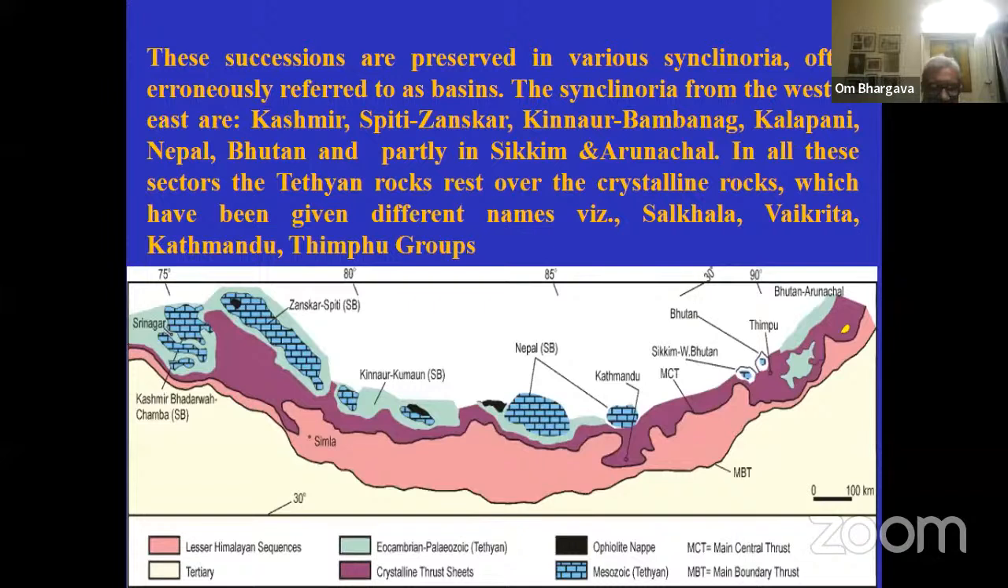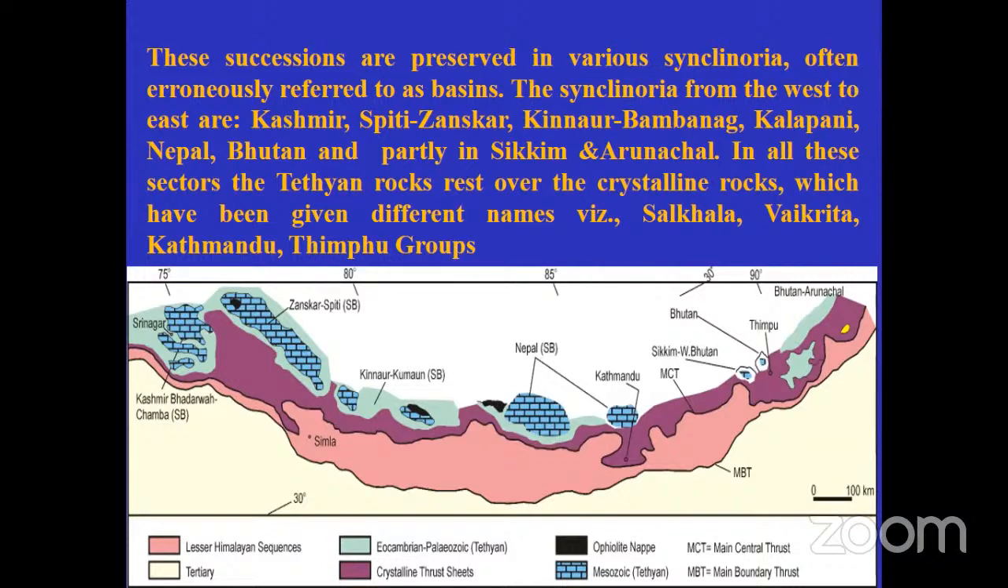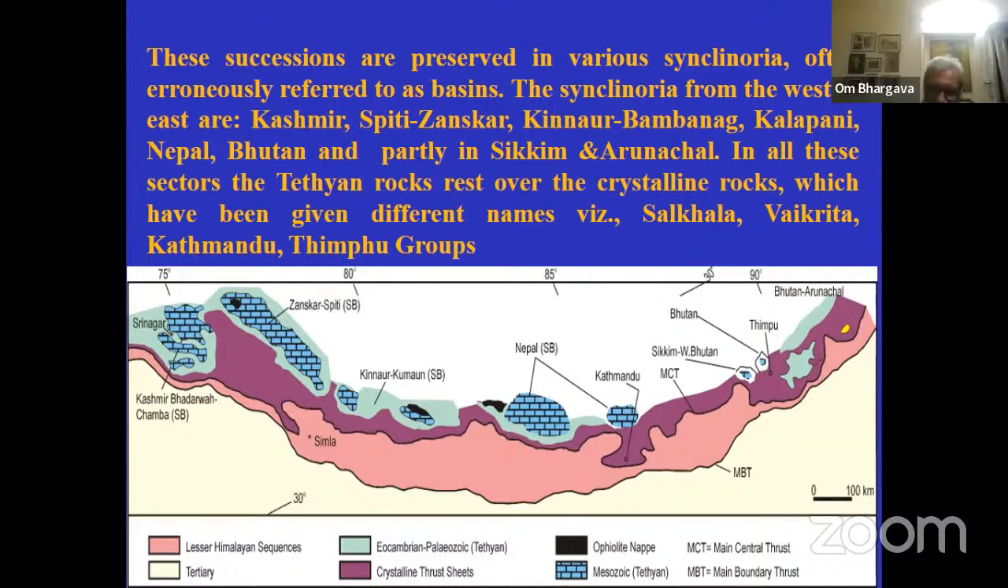So the synclinoria from west to east: first of all, we have Srinagar or Kashmir, and then south of it is the Chamba, Bhadarwah or Kandi. Then Spiti Zanskar is continuous, and then Bambana, Garhwal, and Kumaon, that is Kali, Kalapani, Nepal. And in Nepal, we have two isolated ones, West Nepal, and then East Nepal, Kathmandu. And finally, in Sikkim, we have very little of it, and Bhutan. And finally, the Arunachal part.